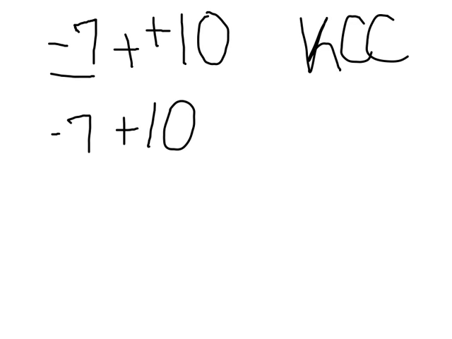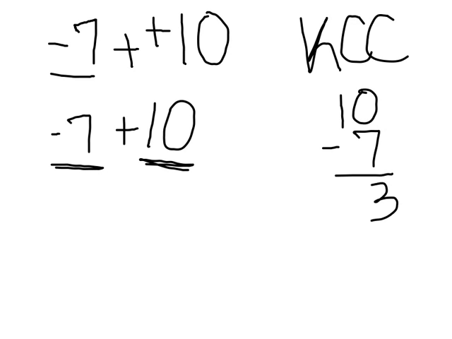And now I'm going to look and see that I have 7 negatives and 10 positives, which means since I have more positives, my answer is ultimately going to be positive. However, since my signs are different, I know that I can just take the difference, which means to subtract. So 10 minus 7 is going to leave me with 3.